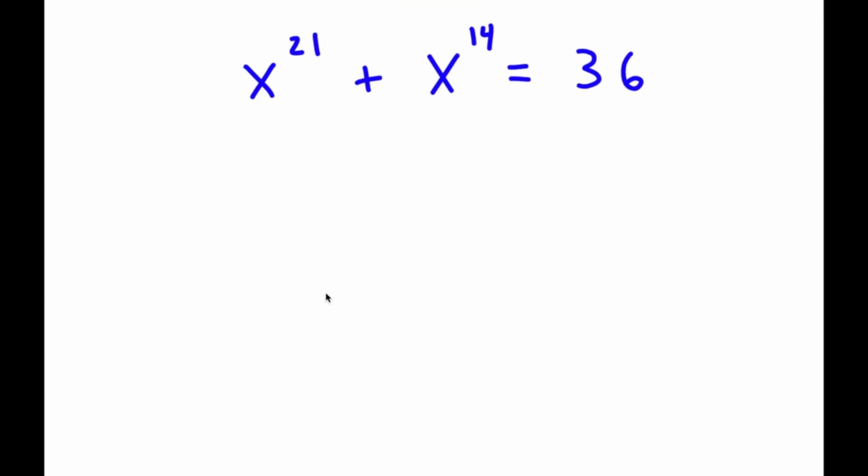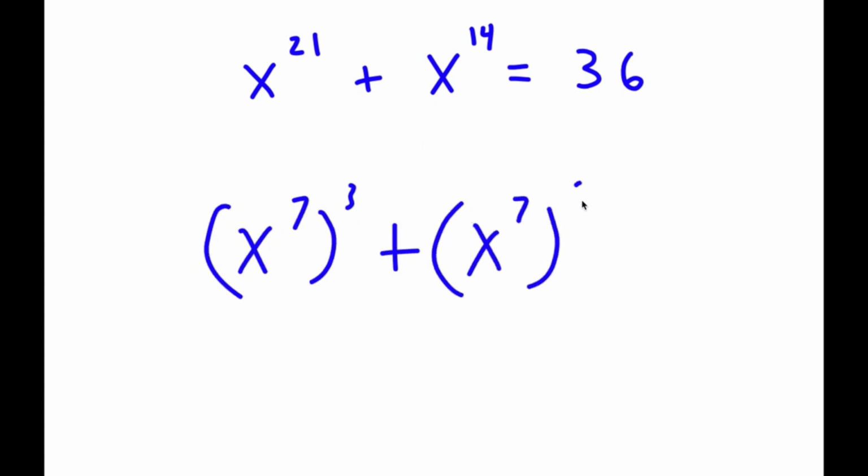Alright, so in this problem, I have x to the power of 21 plus x to the power of 14 is equal to 36. So I'm first going to rewrite x to the power of 21 as x to the power of 7 to the power of 3. And then we write x to the power of 14 as x to the power of 7 to the power of 2. Now this is equal to 36.